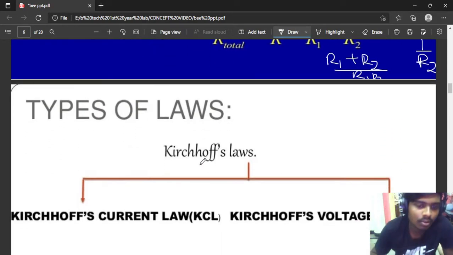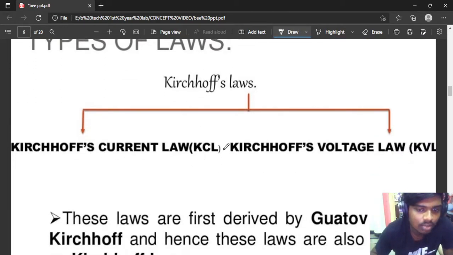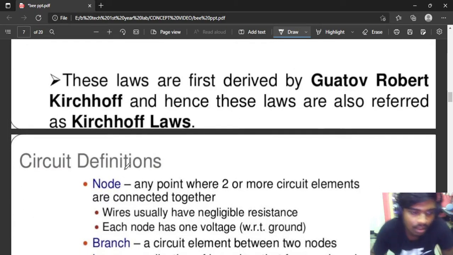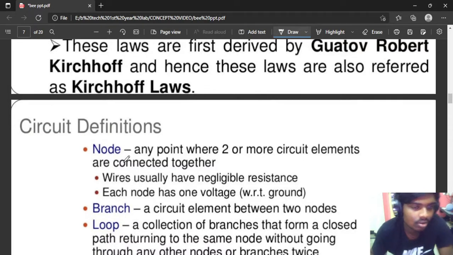And the Kirchhoff laws are of two types: Kirchhoff's current law and Kirchhoff's voltage law. These laws were first derived by Gustav Robert Kirchhoff, and hence they are also referred to as Kirchhoff's laws. And these are the basic definitions that are useful.